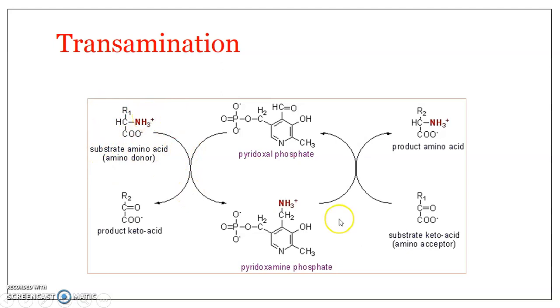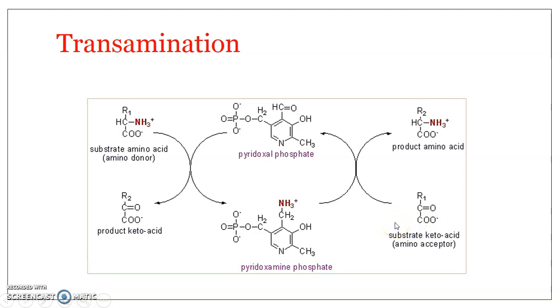Now you can see here, this is the transamination. This figure shows the steps involved in the transamination process. Here we have a substrate amino acid and a substrate keto acid. These two are the ones which come into play. Now, how does it happen? Transamination involves two steps.